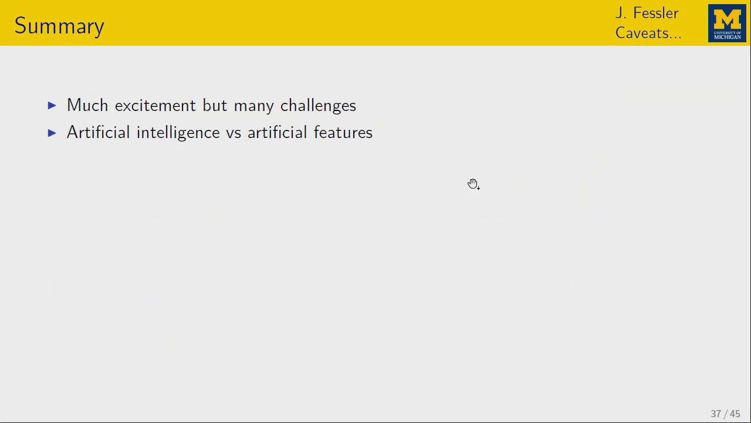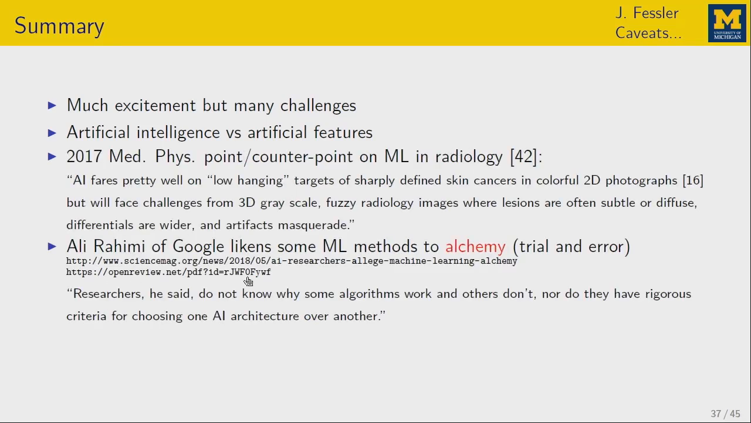All right, so in summary, you'll certainly see over the morning there's much excitement about deep learning. There are many challenges. We want artificial intelligence, apparently, but we don't want artificial features in our reconstructed images. And in summary, if you think I'm being too negative, let me just quote a machine learning expert at Google who recently, at an NIPS presentation, likened machine learning, especially deep learning, methods to alchemy, where there's a lot of trial and error. He got a standing ovation for this, by the way, at this machine learning conference. And in an interview with him, he said, researchers do not know why some algorithms work and others don't, nor do they have rigorous criteria for choosing one AI architecture over another.